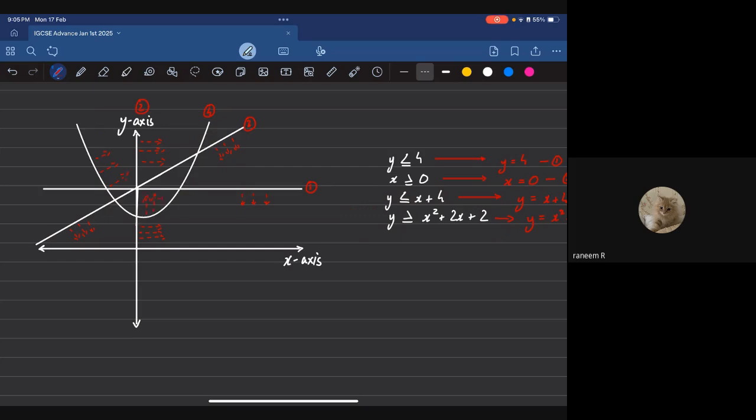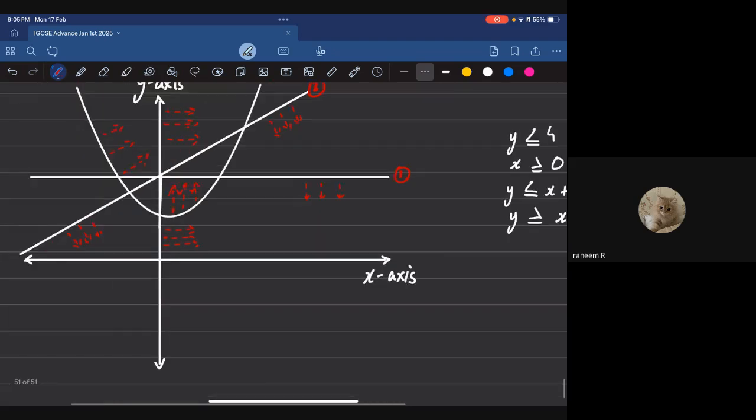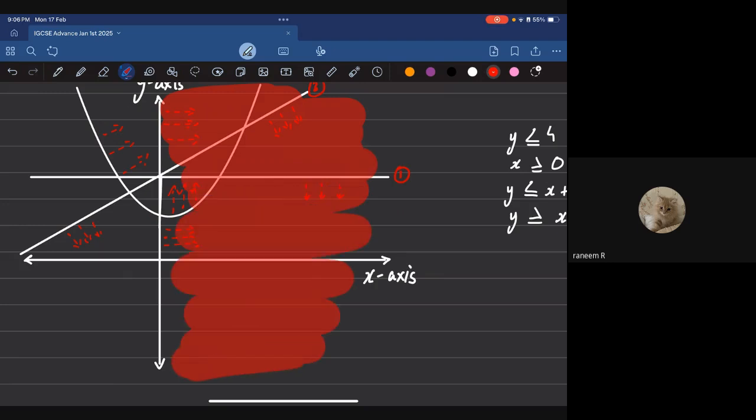But there is one slight problem now. The problem says you cannot go beyond this line. So you have to shade everything below over here. For example, if I were to shade everything, what does it state? It states that I have to shade everything up to this point over here. I cannot go beyond this line.